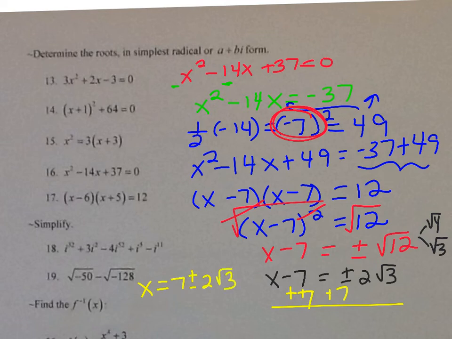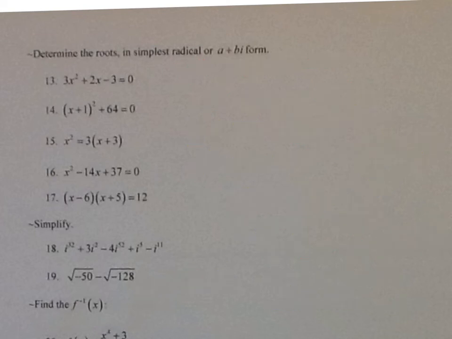Okay, let's take a look at number 17, please. For number 17, I'm going to have to distribute because I have to get this in standard form. So I have x minus 6 times x plus 5 equals 12. Now I'm going to double distribute.